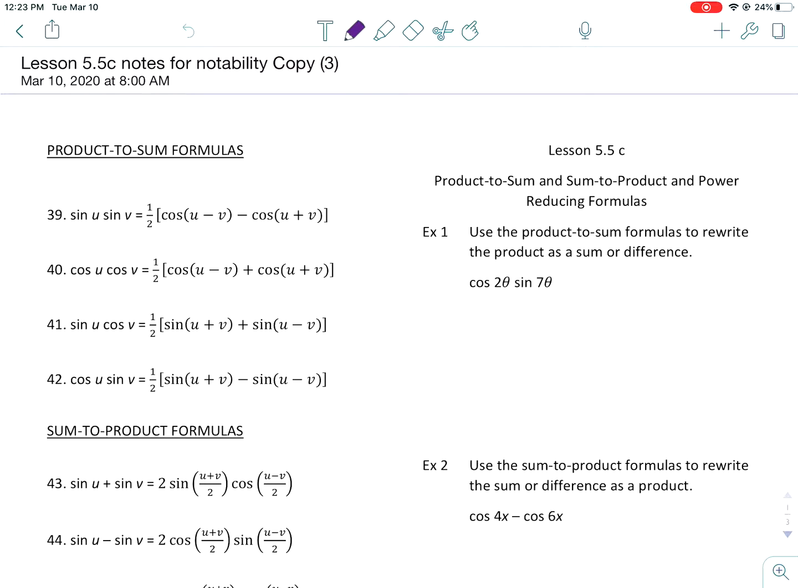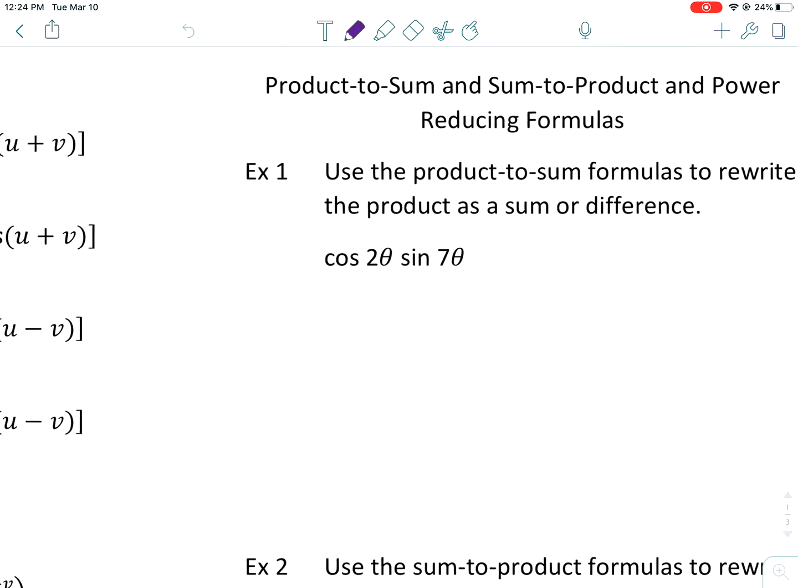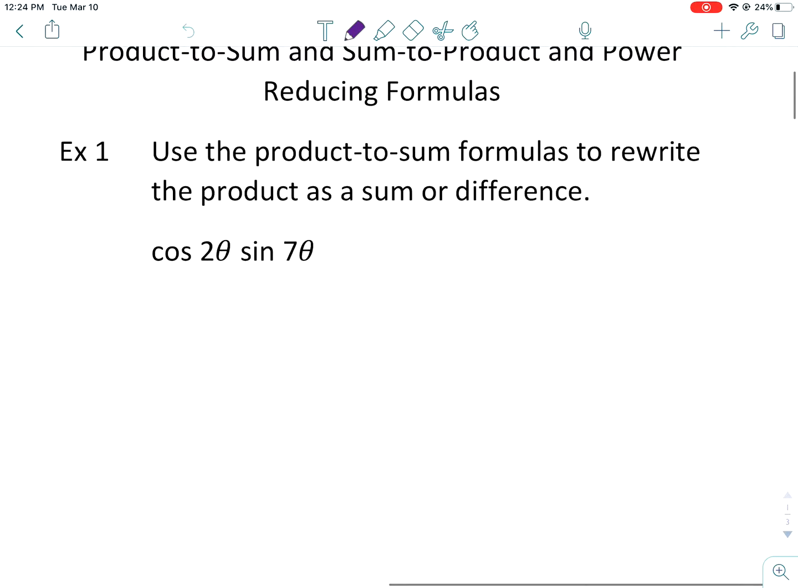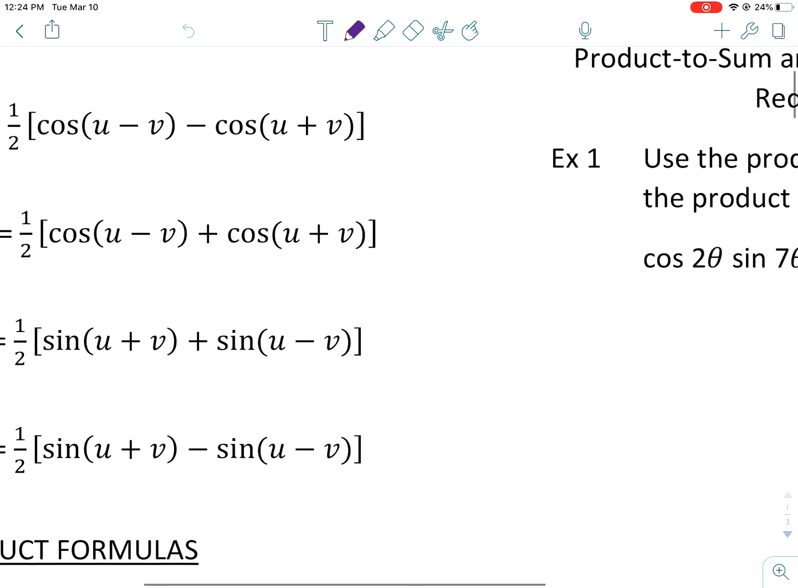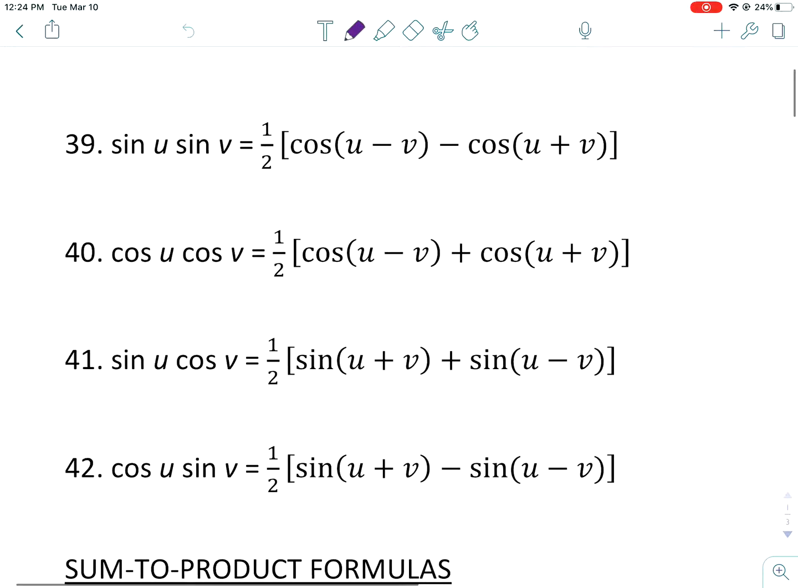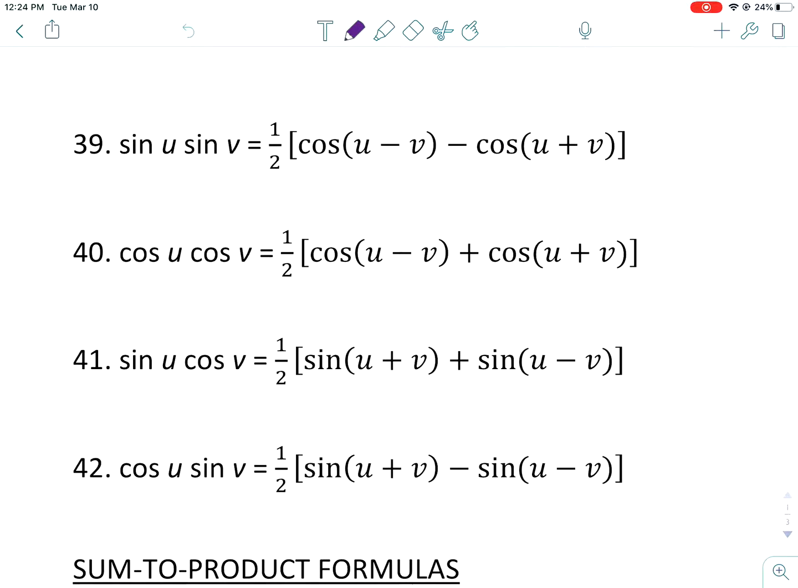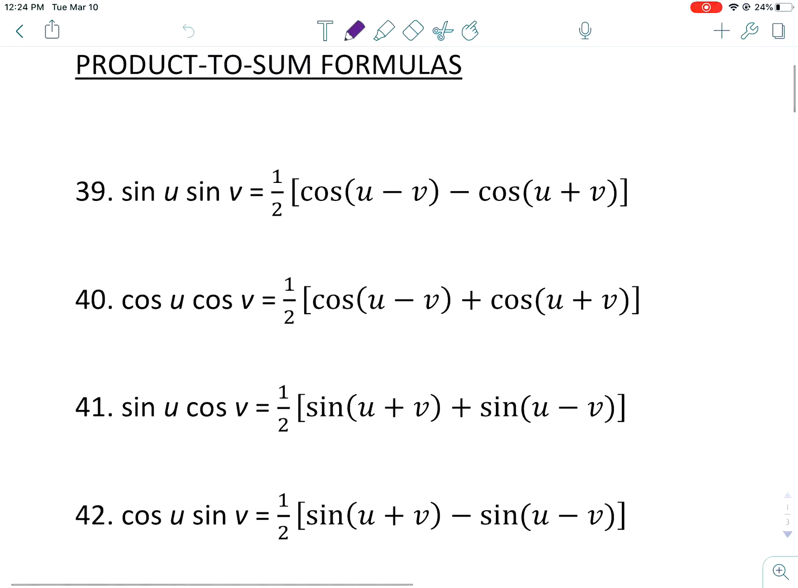Okay, so we're going to start off with the product to sums formulas. These are the four, 39 through 42, we'll start with. Our first problem is to use the product to sums formula to rewrite the product as a sum or difference. So we're starting off as a product and we're changing it to a sum. Looking at our options over here, which one do you think we need to use?